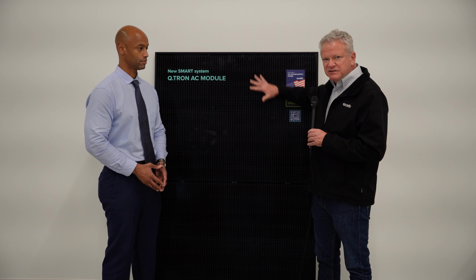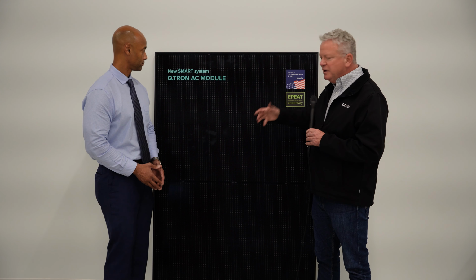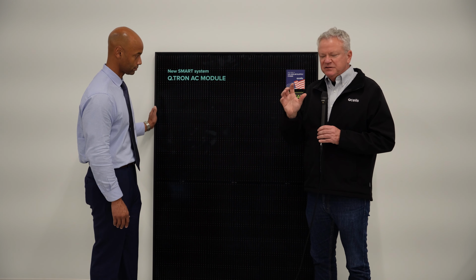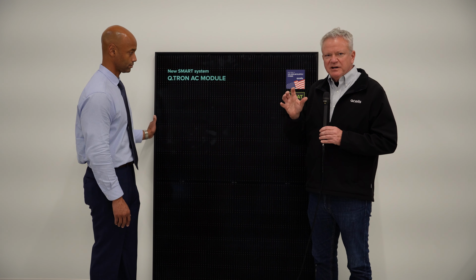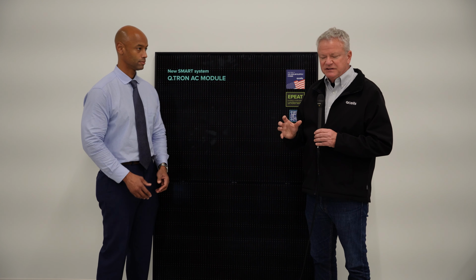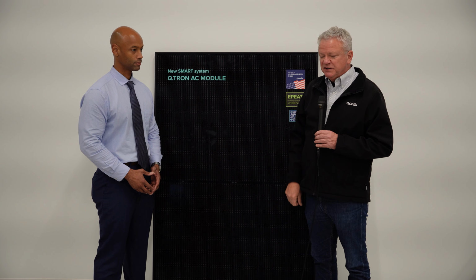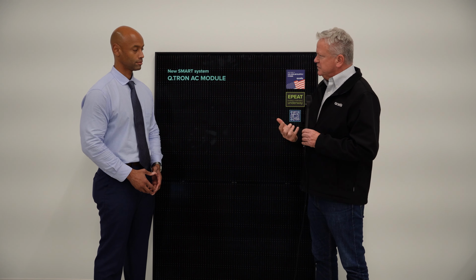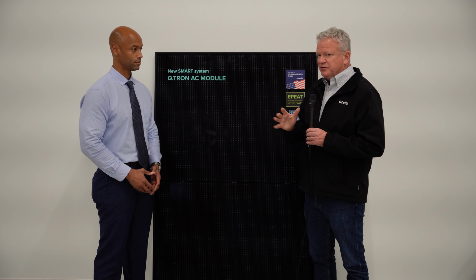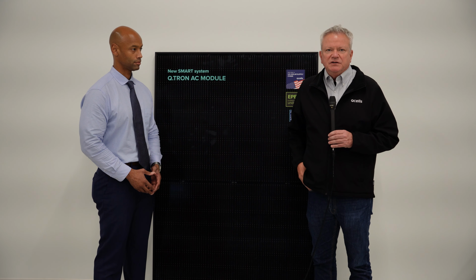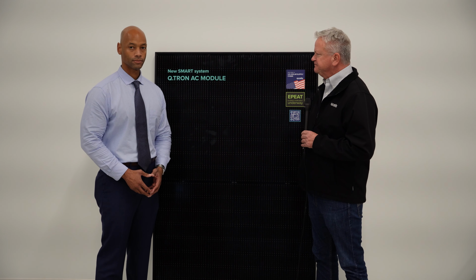So it uses the same basic module, but on the back, we mount a small box which converts that DC to AC. So instead of having high voltage DC coming off your roof, the voltage coming off the roof is AC, and the plugs in your house are all AC voltages.